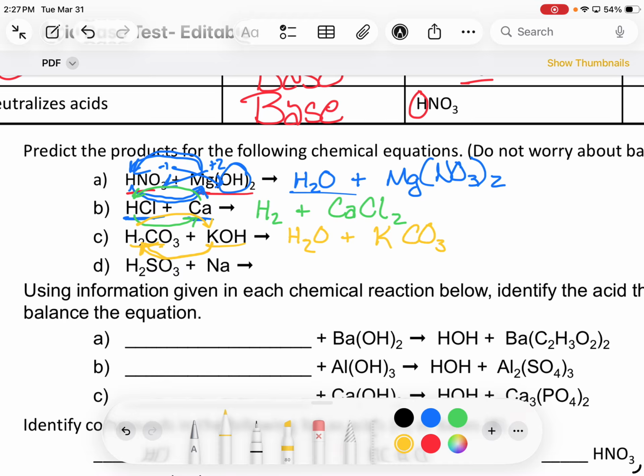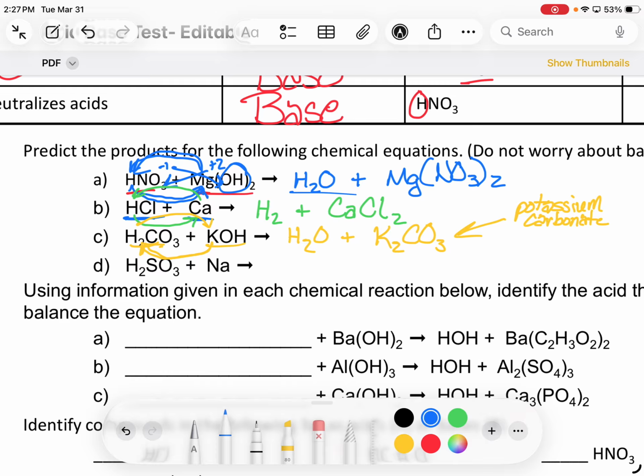Do we need subscripts? Let's look. Carbonate has a -2 charge, right? Potassium has a +1. So we are going to have a subscript beside potassium, K2CO3, potassium carbonate. By the way, make sure that you're able to name any of these salts. Potassium carbonate. That should be some good review from chapter 8.